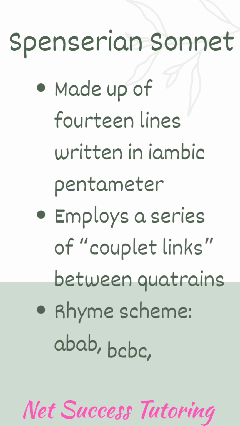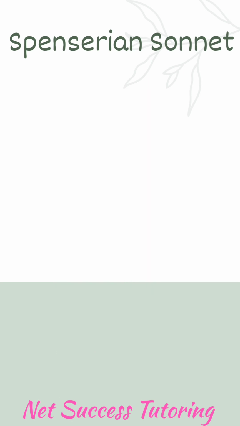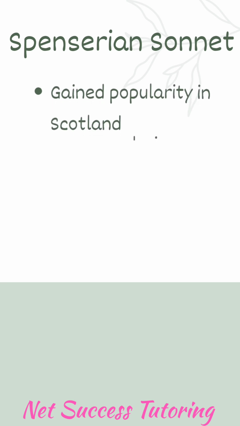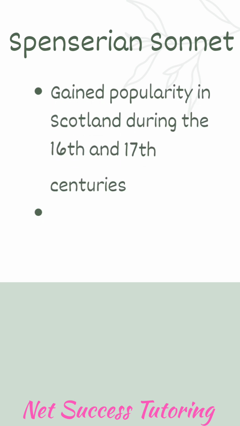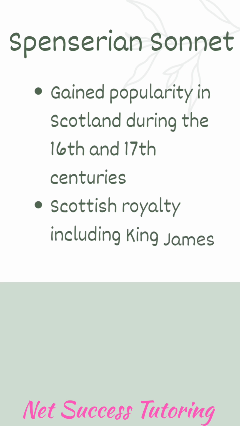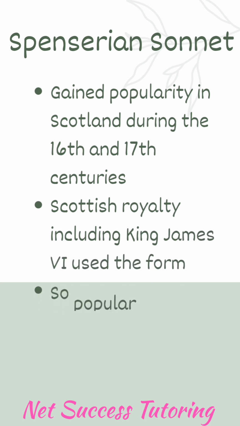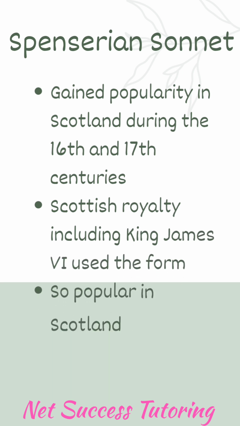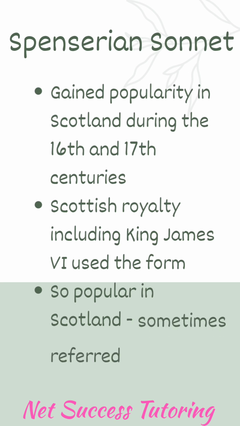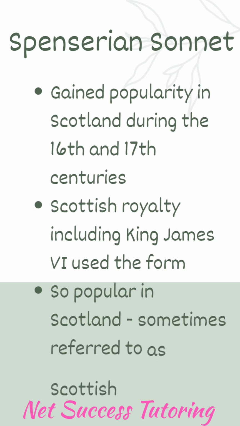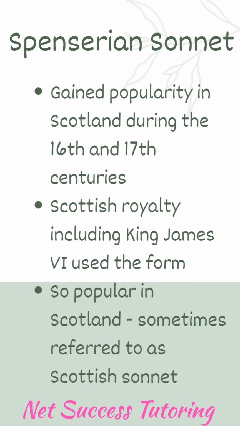The rhyme scheme of the Spenserian sonnet is ABAB, BCBC, CDCD, EE. It gained popularity in Scotland during the 16th and 17th centuries. The Scottish royalty, including King James VI, used the Spenserian sonnet. It became popular in Scotland, and sometimes it is referred to as the Scottish sonnet.